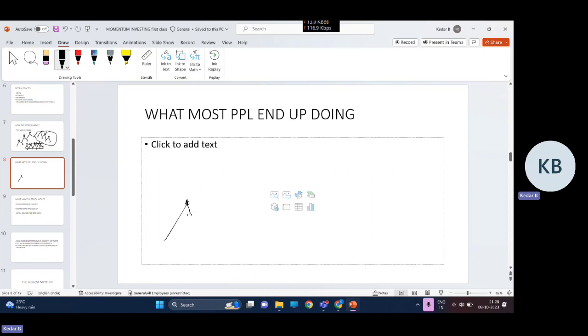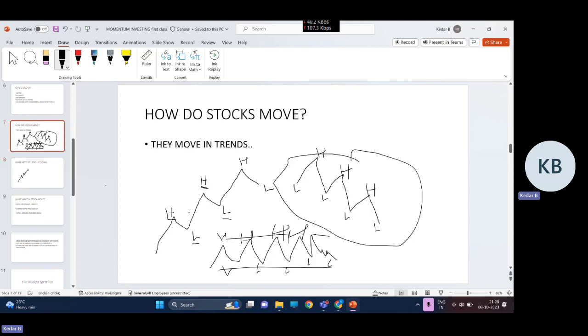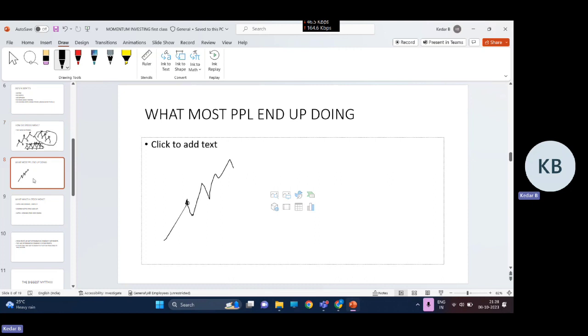Once you sell it, it goes up, and then you again end up buying it, and after you bought it, it starts falling down again, and the same continues. Why? Because you don't know how stocks move. So this is what most people end up doing. This is what fear makes us do.